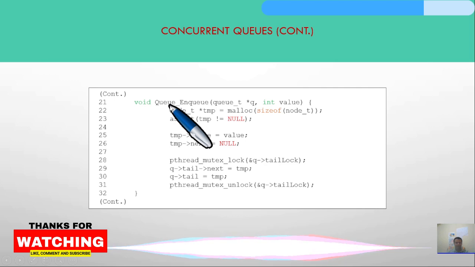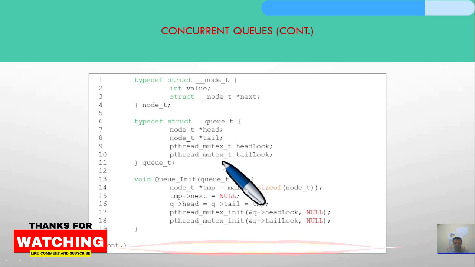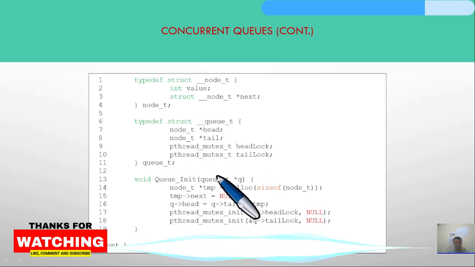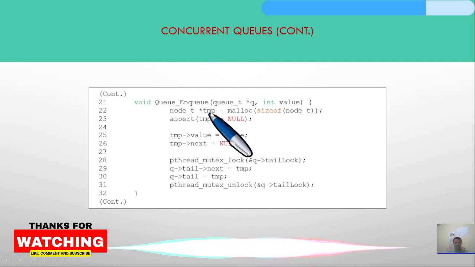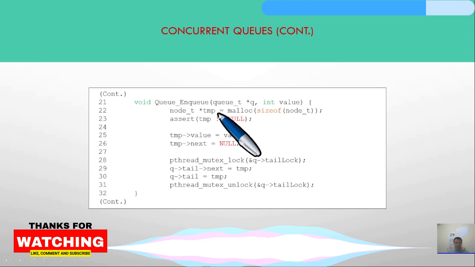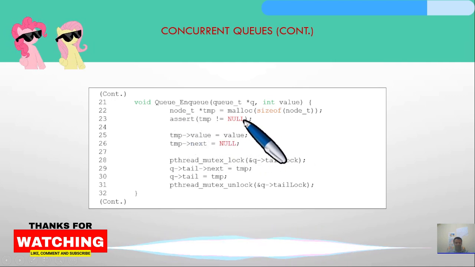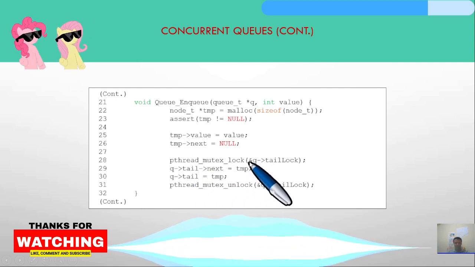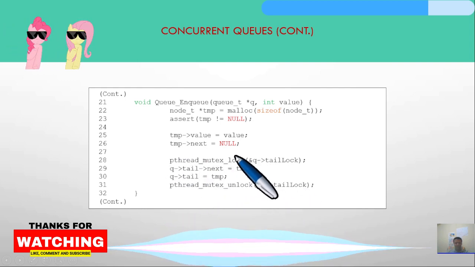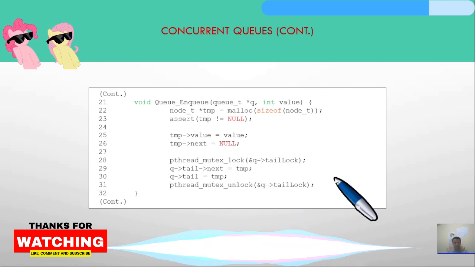And this is the queue enqueue. What we are going to do: the node_t, again we have temp, the pointer for the malloc function, and we have to give the size here. The assertion is here. And then we have pthread mutex lock for the tail, and pthread mutex unlock, and this is the line of course.